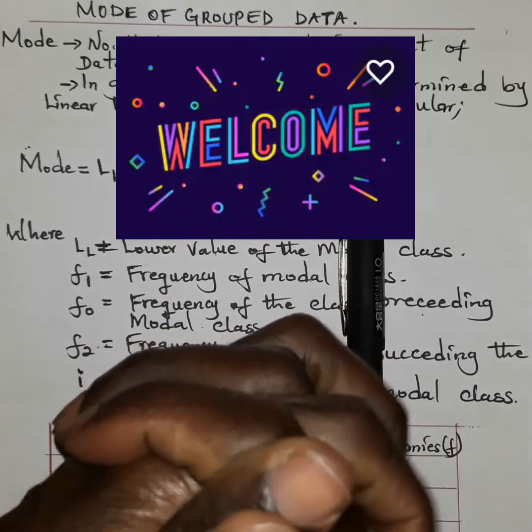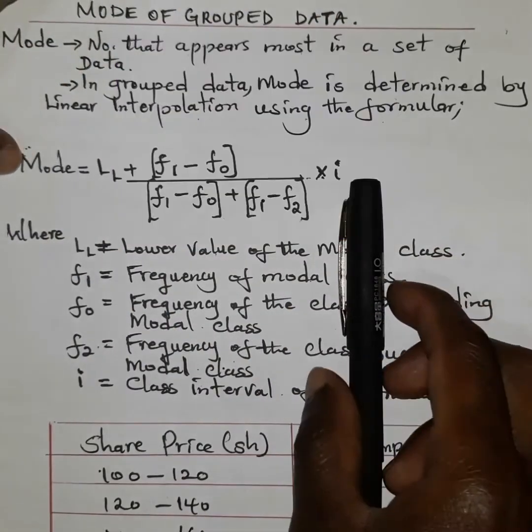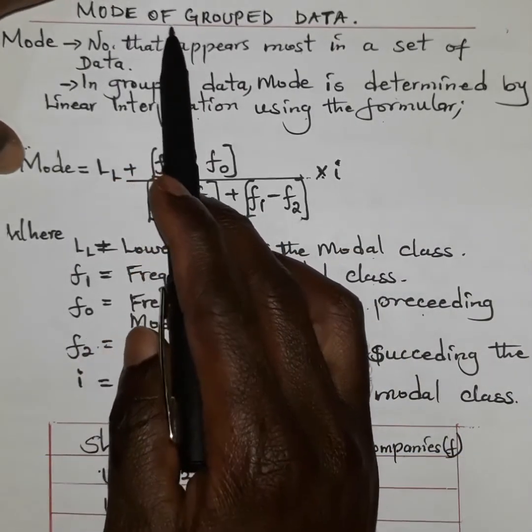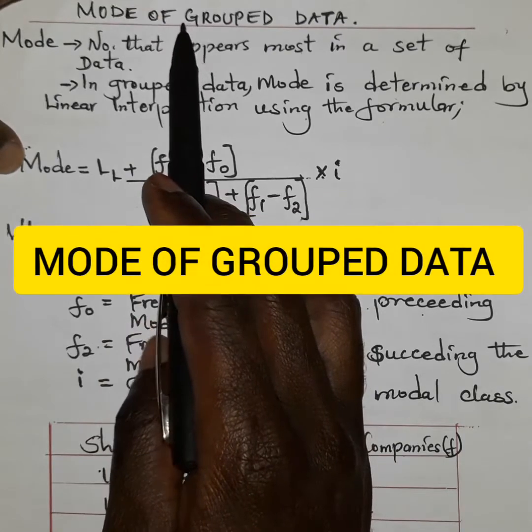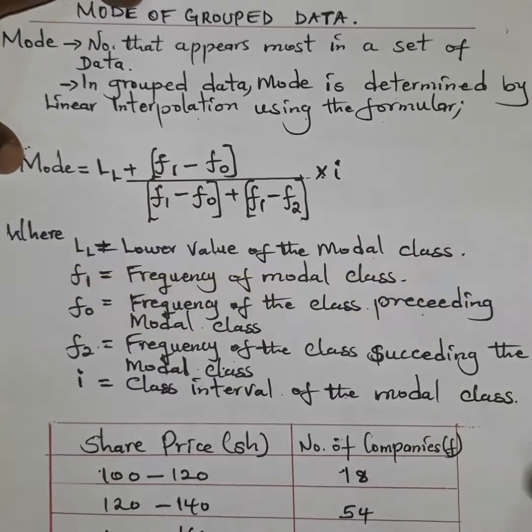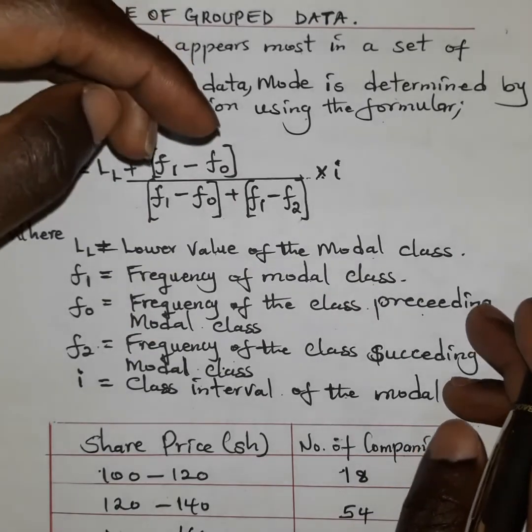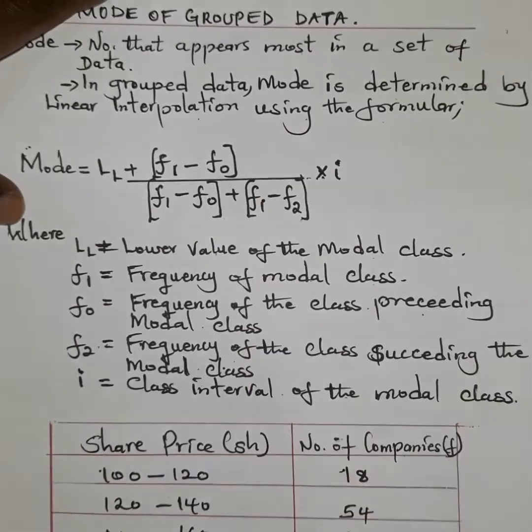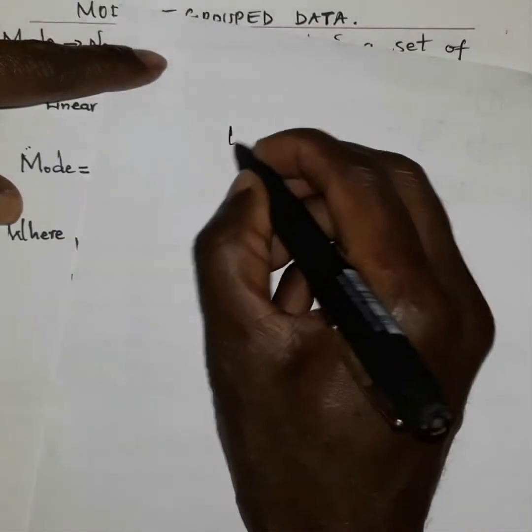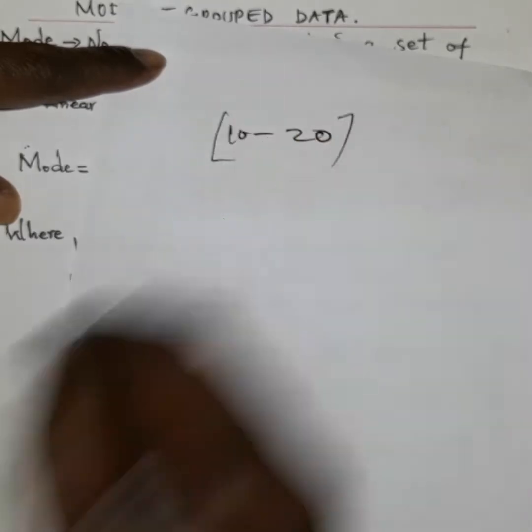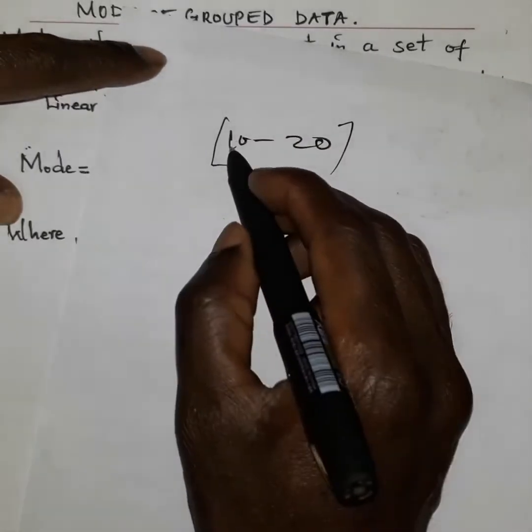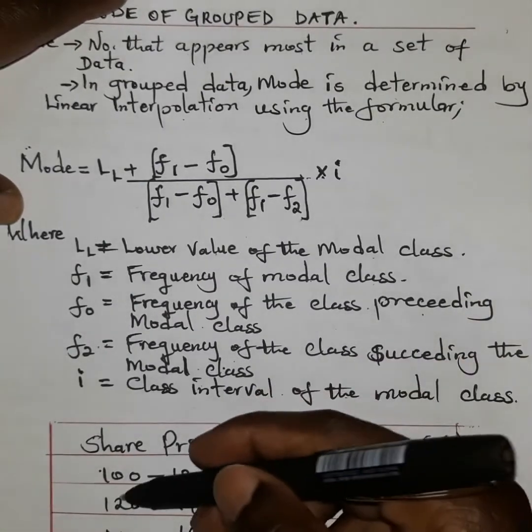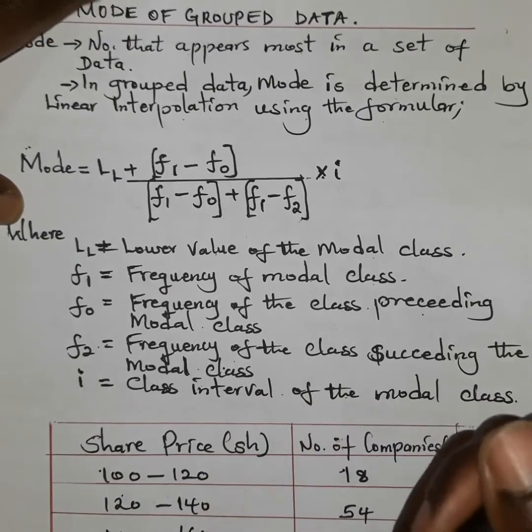Welcome. Our point of interest today is to examine mode as a measure of central tendency, and specifically we're going to talk about the mode of grouped data. Grouped data simply refers to data which have been clustered into classes. For example, a class of, let's say, 10 to 20, that is grouped data. We have data ranging from 10 to 20.